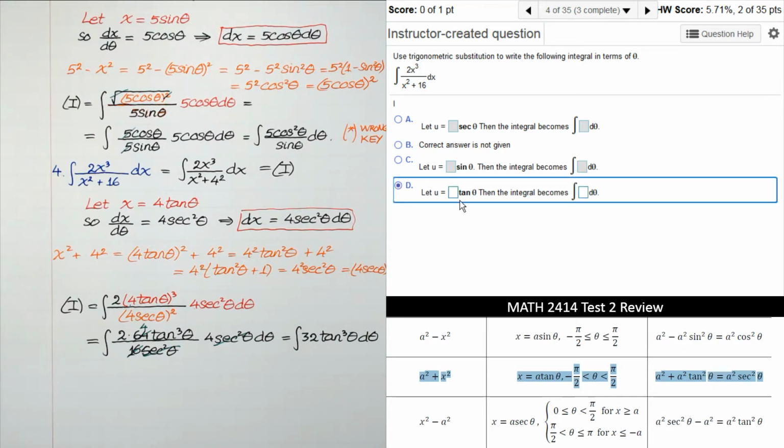Is the tangent 4 tangent theta? This should be x equal to, right? Oh, shoot.